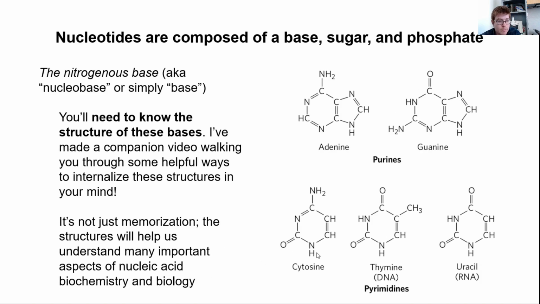Now, within purines and pyrimidines, those are classes of nucleobases of which there are specific molecules that are involved in nucleic acid structure. And so within the purines, there are two purines, adenine, which you see here, and guanine, which you see here. And these are used in both RNA and DNA. And then within the pyrimidines here, there are three types of pyrimidines: cytosine, which is used by both DNA and RNA; thymine, which is used by DNA alone; and uracil, which is used by RNA alone.